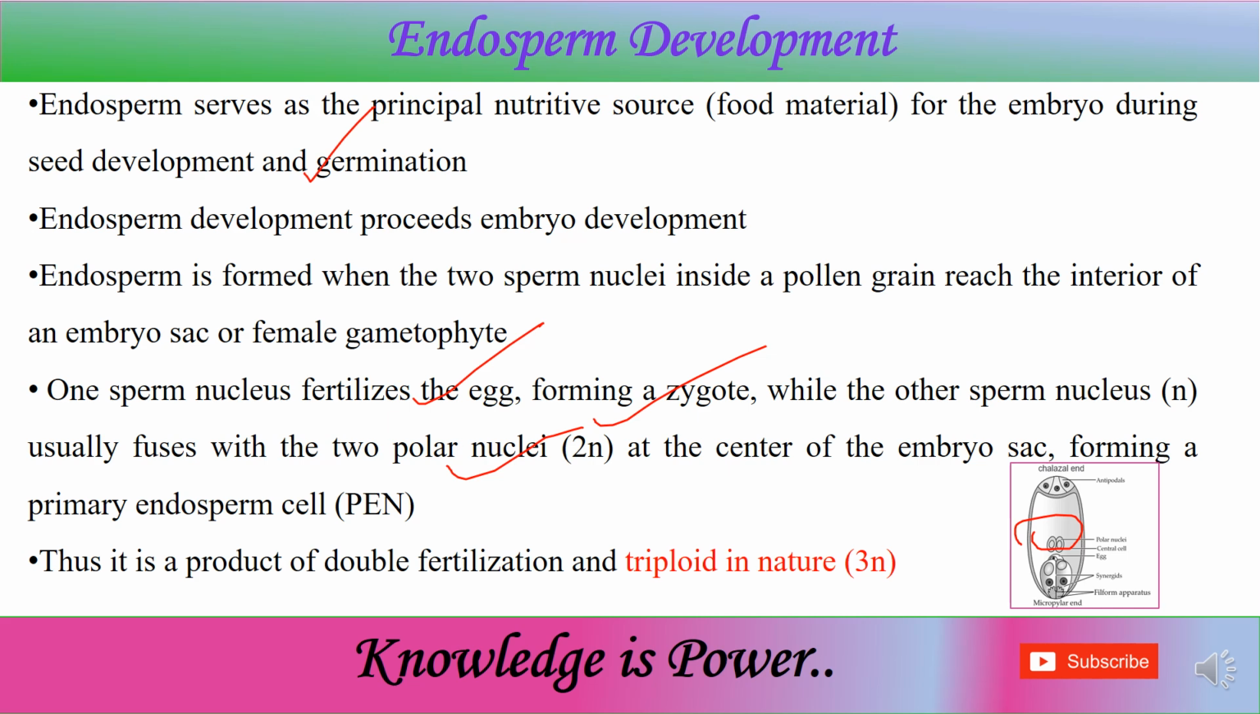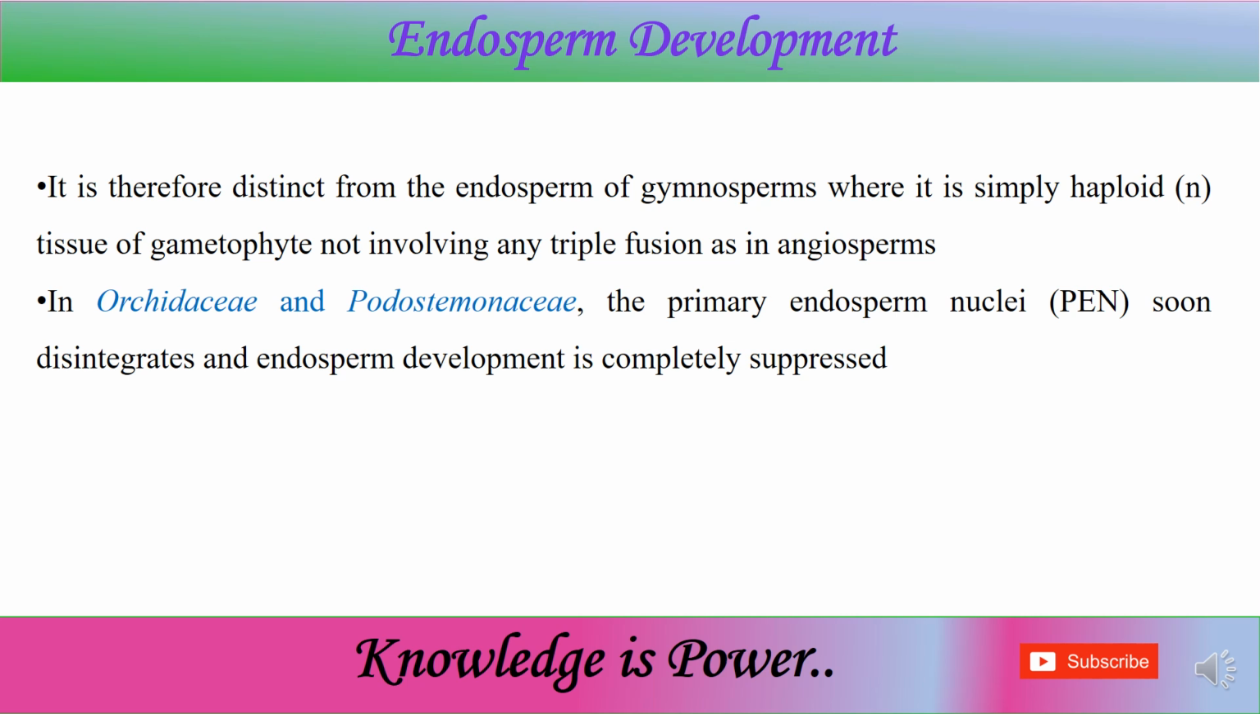This primary endosperm nucleus is the product of double fertilization and it is triploid in nature, because the polar nuclei are already diploid, whereas the sperm nucleus is haploid. Its main function is to provide storage reserves or nutritive material to the developing embryo during seed development and germination. This endosperm is generally distinct in both angiosperms and gymnosperms, whereas in gymnosperms the endosperm is haploid in nature because there is an absence of triple fusion, whereas in angiosperms we can observe this triple fusion.